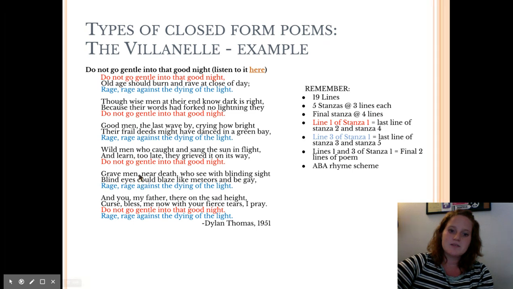So an example of that is written by Dylan Thomas. As I read, take note of the structure. There's this little reminder here if you're wondering what structure should you be looking for.